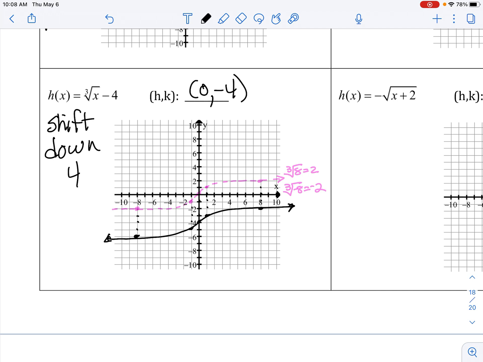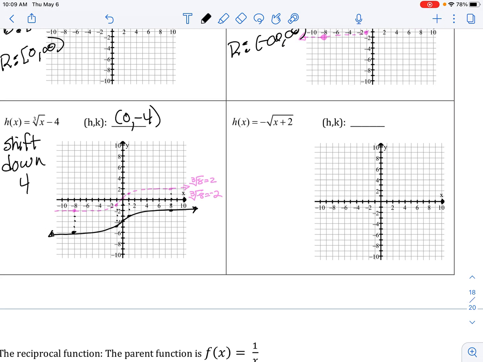You can always check these in Desmos, but down the road you will be held accountable to the parent functions without the use of digital technology. Okay, let's do one more.